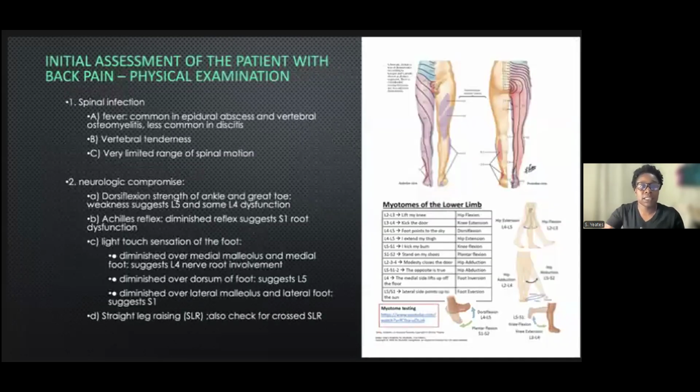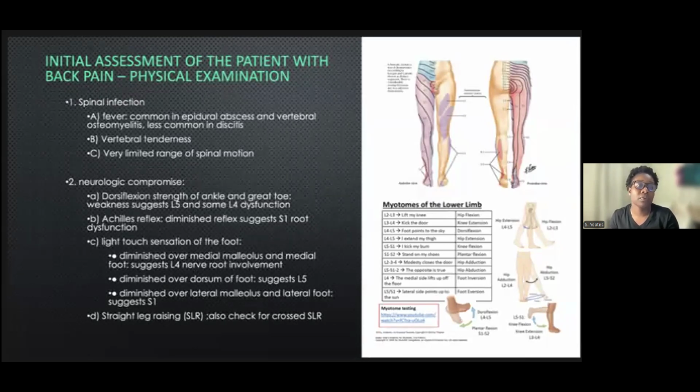So in terms of the initial assessment, we now will focus on the physical examination. On the right-hand side, I include the myotomes and the dermatomes for the lower limb. If the patient says that they have lower back pain, and we want to think maybe this is a spinal infection.